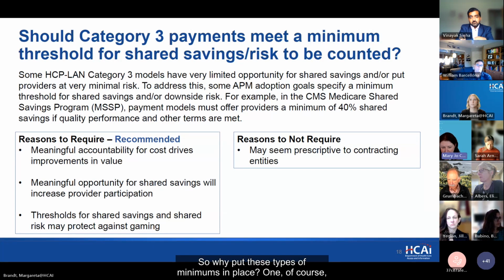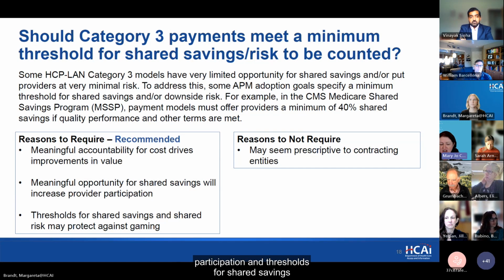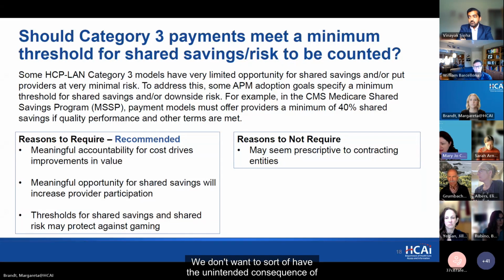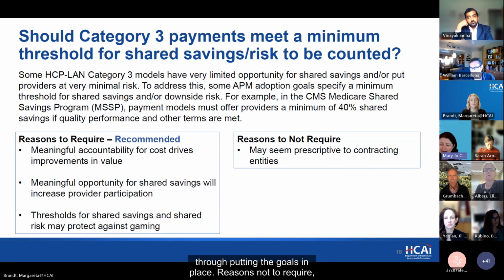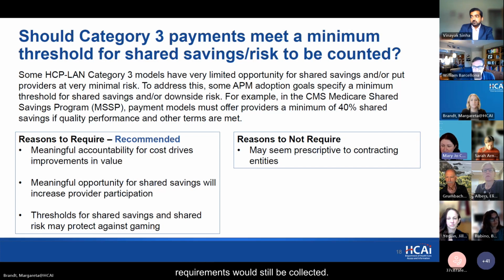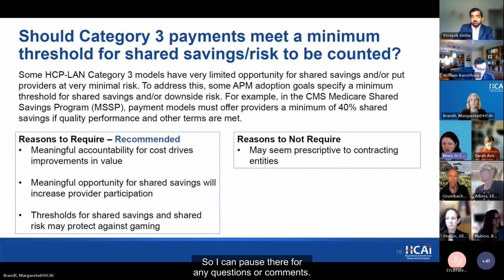So why put these types of minimums in place? One, meaningful accountability for cost drives improvements in value, and meaningful accountability for shared savings will increase provider participation. Thresholds for shared savings and risk may also protect against gaming. We don't want the unintended consequence of encouraging really minimal accountability through putting the goals in place. A reason not to require is that it may seem prescriptive to the contracting entities. Note that dollars flowing through APMs that don't meet these requirements would still be collected. They just would not count towards the goal. So I can pause there for any questions or comments.